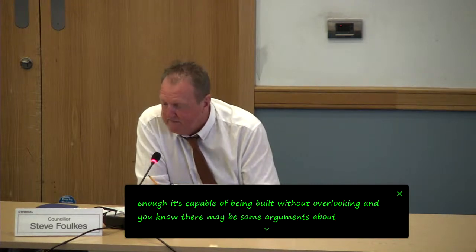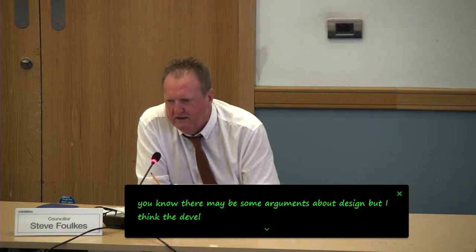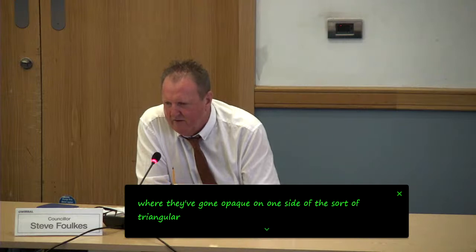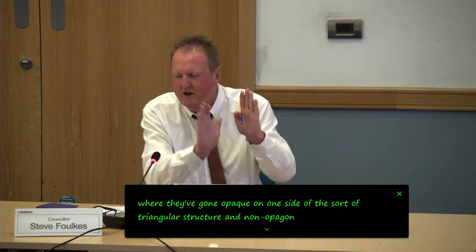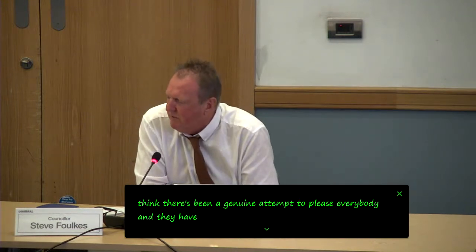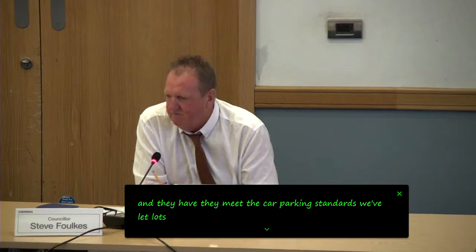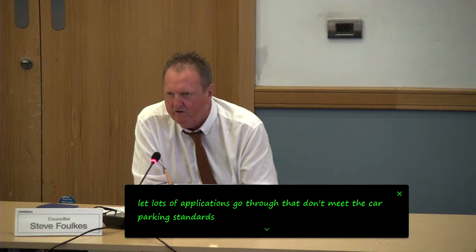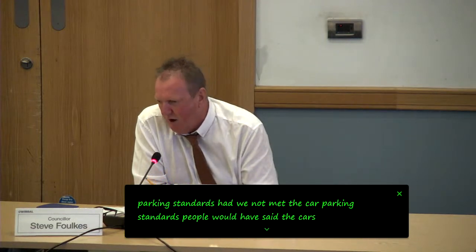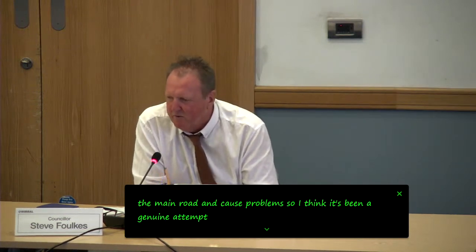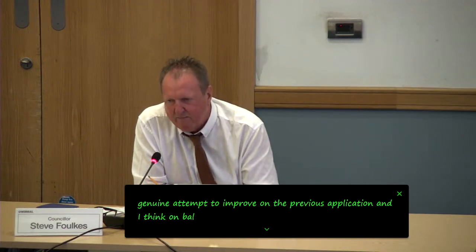if you think that this plot is big enough, it's capable of being built without overlooking, and there may be some arguments about design, but I think the developer has been quite innovative in that they've gone opaque on one side of the triangular structure and non-opaque on the other side. I think there's been a genuine attempt to please everybody. They meet the car parking standards. We've let lots of applications go through that don't meet the car parking standards. Had we not met them, people would have said the cars will be parked on the main road and cause problems. So I think there's been a genuine attempt to improve on the previous application.